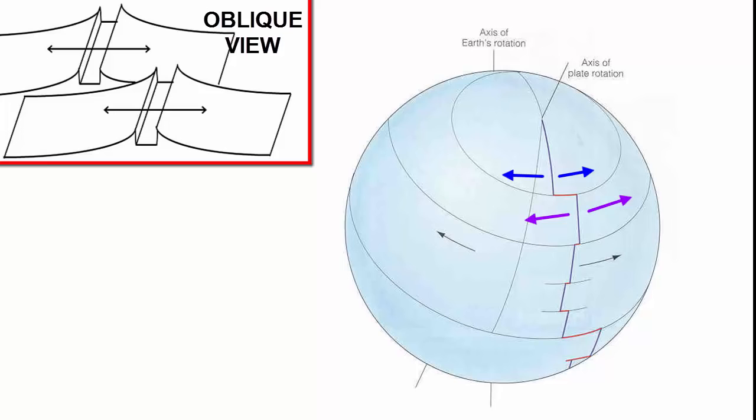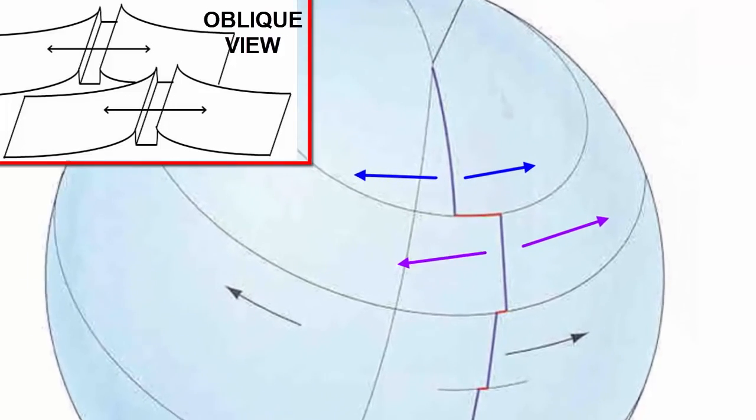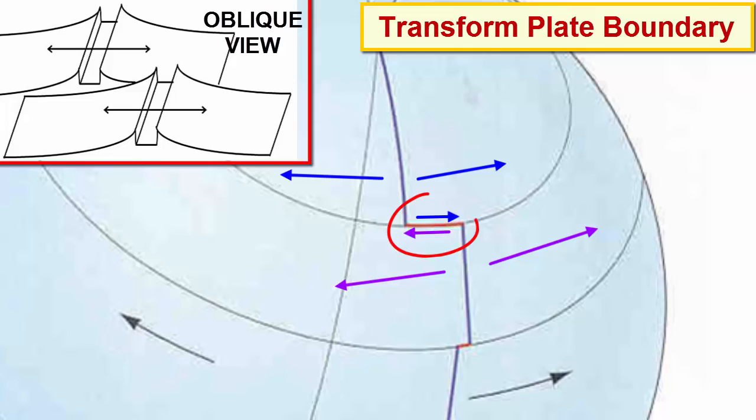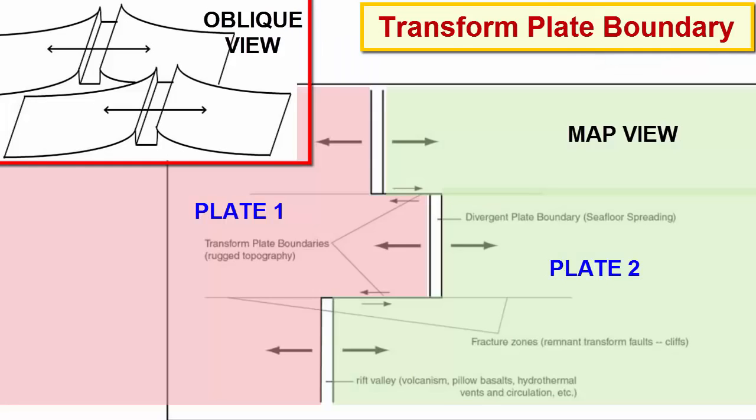To accommodate divergent motion along ridges that run along a spherical surface, the ridges break into sections, and each section is offset from the next one by a transform boundary. As this image shows, there are two plates. But in these zones, the boundaries are divergent. In these zones, the boundaries are transform.